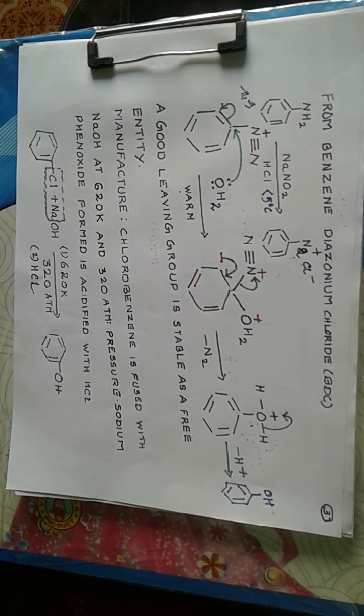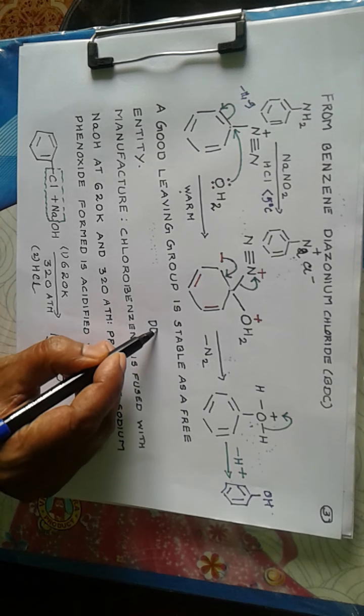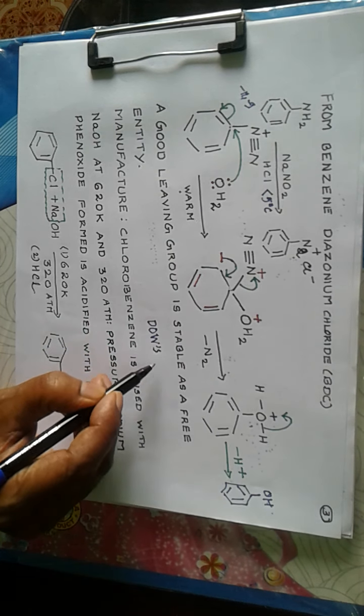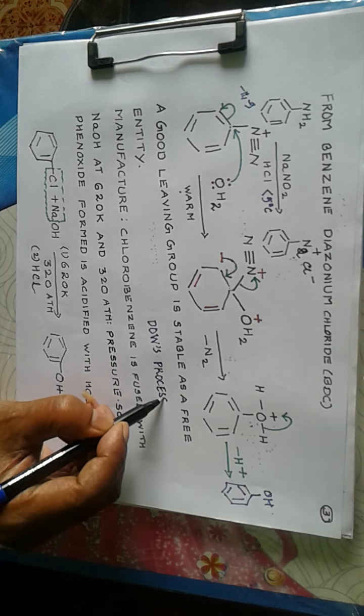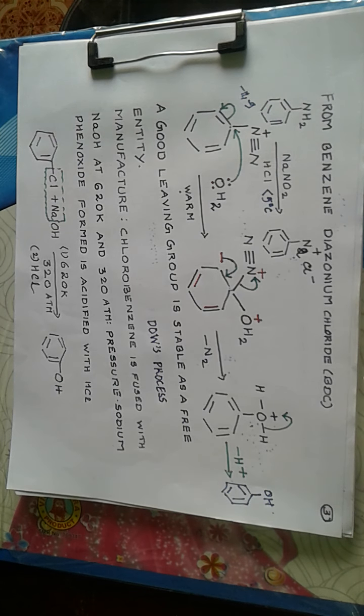Then the manufacture of phenol. There are 2 methods, and one method is called Dow's process. Dow's process we have seen earlier, that is chlorobenzene is treated with sodium hydroxide. Extreme conditions are used. Fused sodium hydroxide at 620 Kelvin and 320 atmospheres of pressure.